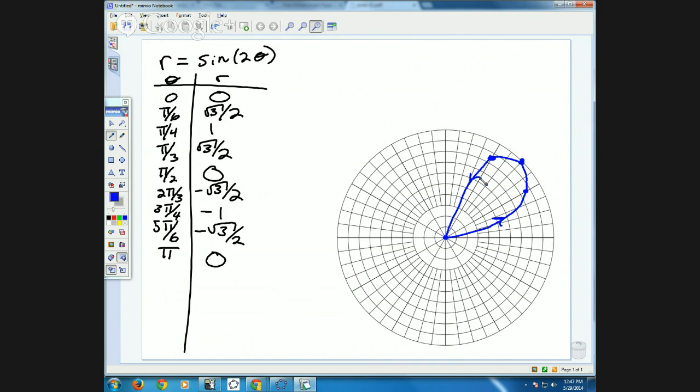And if I keep tracing that, it says when I get to 2 pi over 3, and keep in mind 2 pi over 3 is this angle right here, I have a negative radius, which means I have to go backwards through that angle. So I kind of missed that. And so that means the point 2 pi over 3, negative square root of 3 over 2, should be right about there.